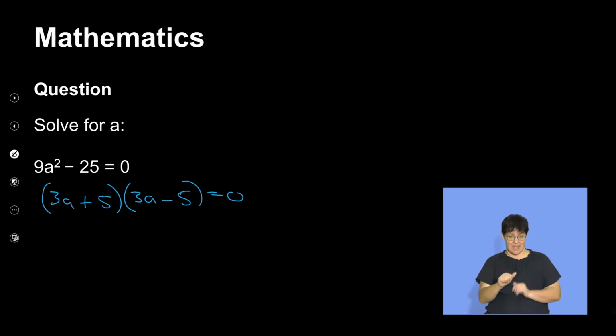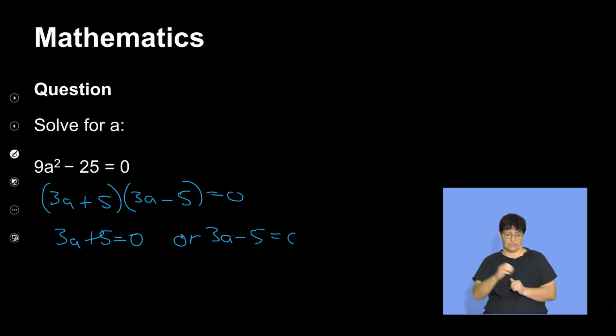Now, the very first question is solve for a, as I said. It's 9a squared minus 25 equal to 0, right? So remember, this is going to be 3a plus 5, 3a minus 5 equal to 0. And then it becomes 3a plus 5, just so that we can refresh memory how we equate them, equal to 0, or 3a minus 5 equal to 0.